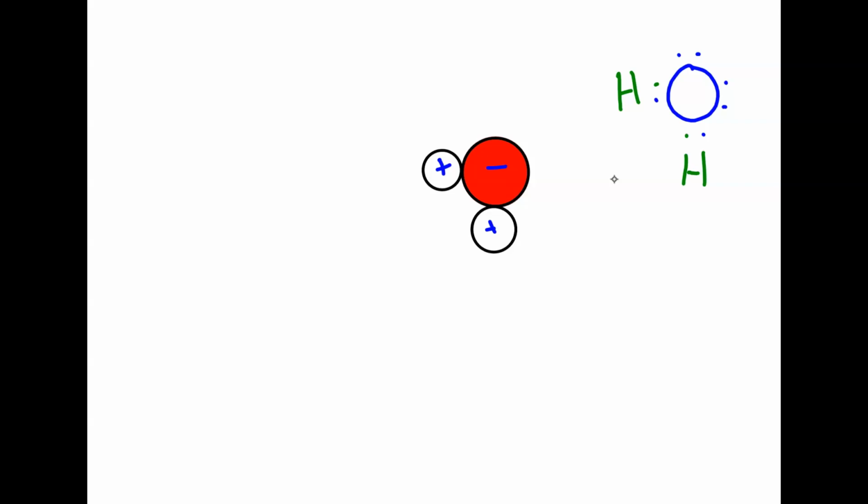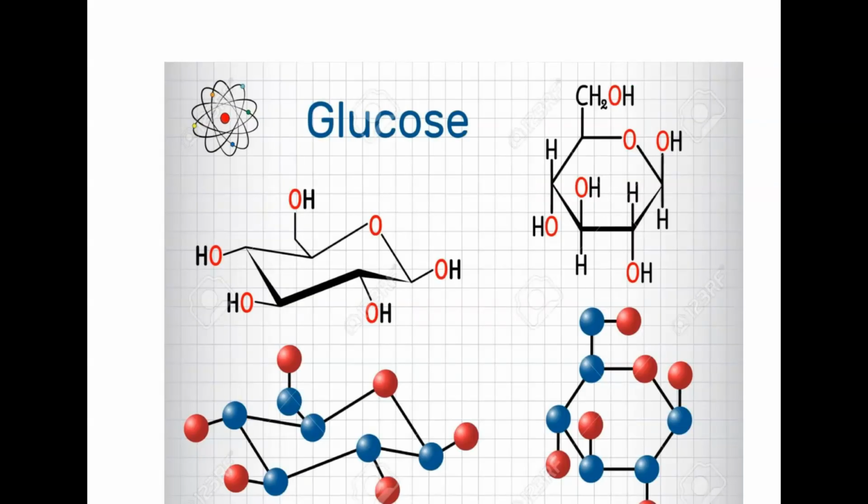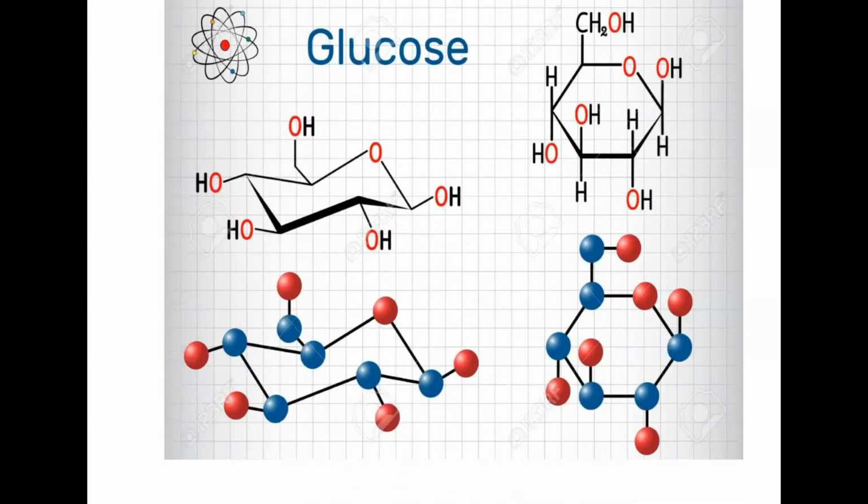All right, so let's think about some things that water can dissolve. Here's what glucose looks like. You're going to remember that glucose is C6H12O6. So glucose is a really big molecule. You should also notice that because of these oxygens, a glucose molecule is polar. So glucose, sugar, will dissolve in water because it is polar.